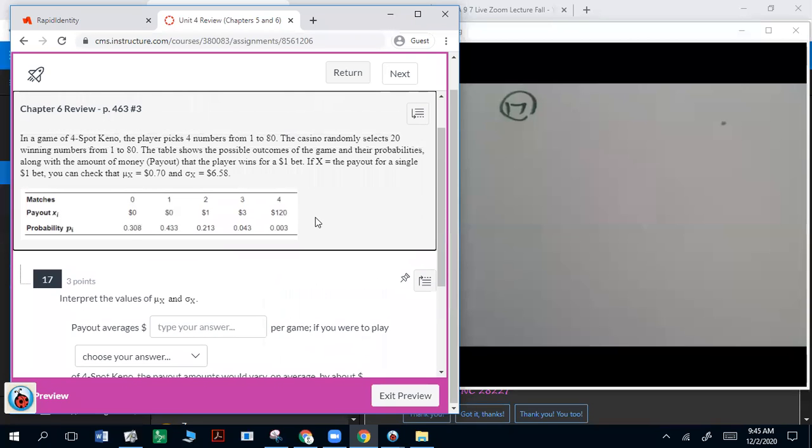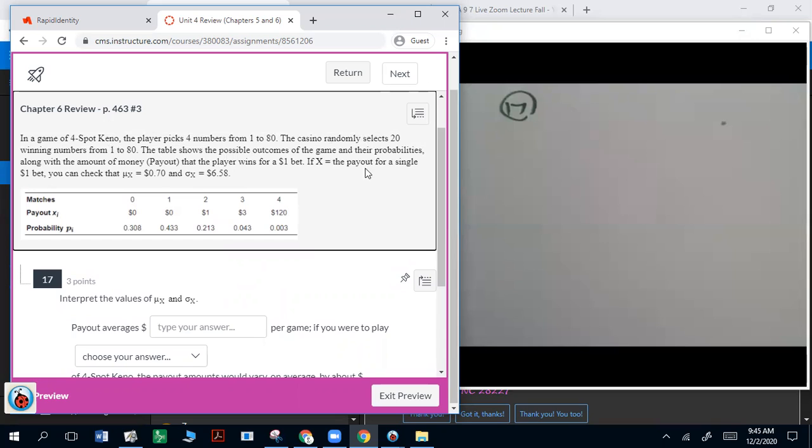Okay, the next three problems are relating to this Keno game. In a game of 4-spot Keno, the player picks 4 numbers from 1 to 80. The casino randomly selects 20 winning numbers from 1 to 80. The table shows the possible outcomes of the game and their probabilities, along with the payout that the player wins for a $1 bet.